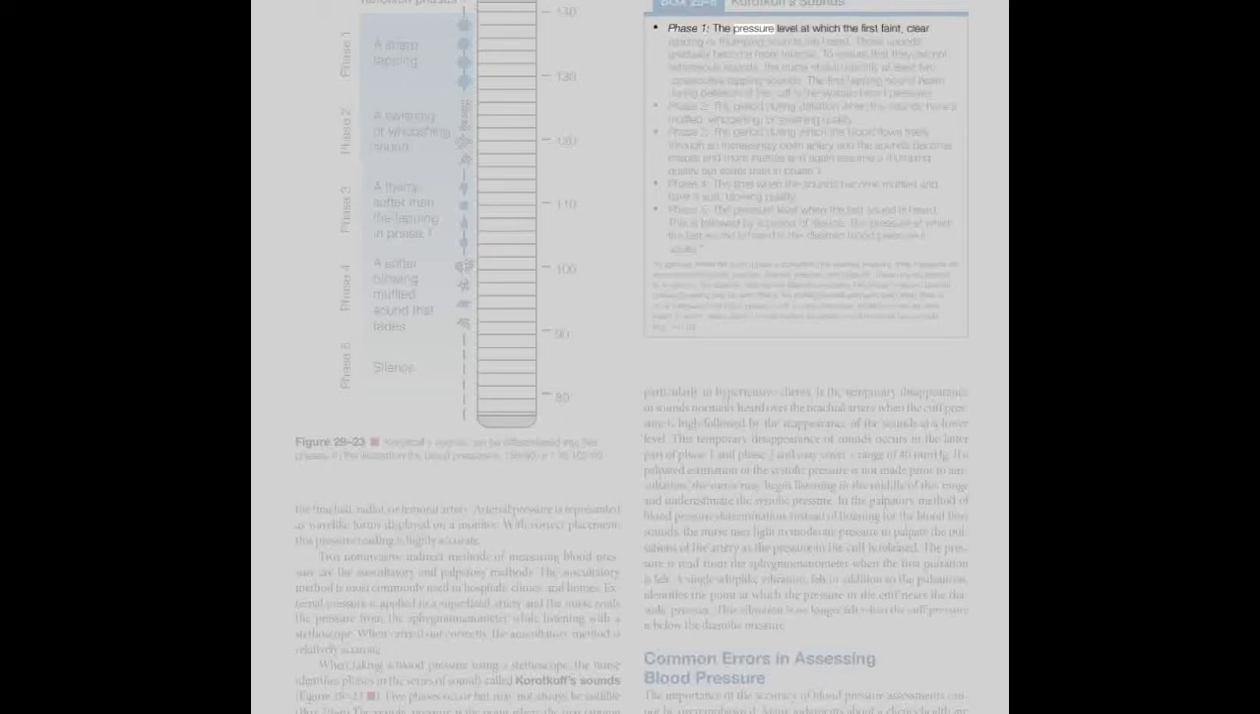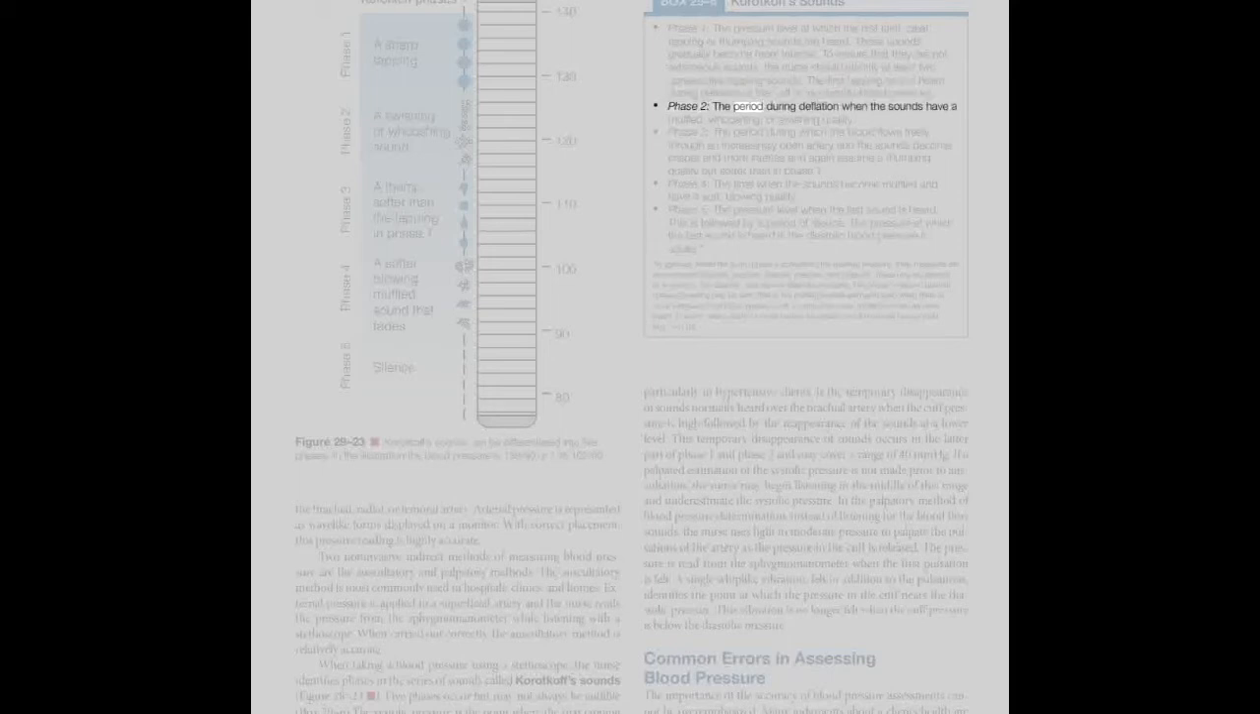Box 29-6: Korotkoff sounds. Phase 1: the pressure level at which the first faint, clear tapping or thumping sounds are heard. These sounds gradually become more intense. To ensure that they are not extraneous sounds, the nurse should identify at least two consecutive tapping sounds. The first tapping sound heard during deflation of the cuff is the systolic blood pressure.